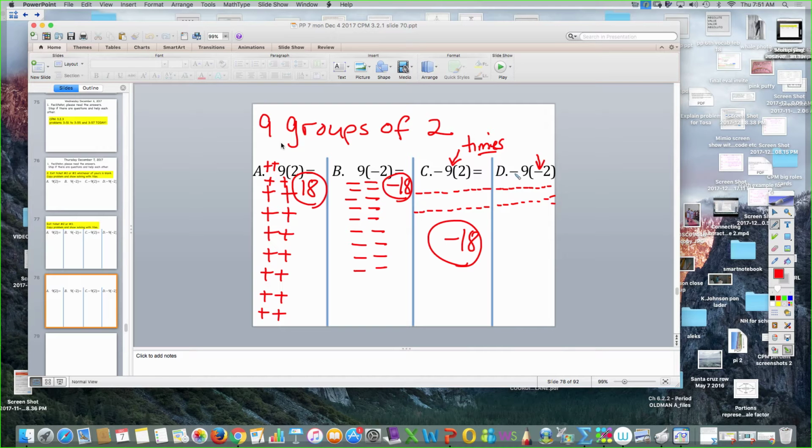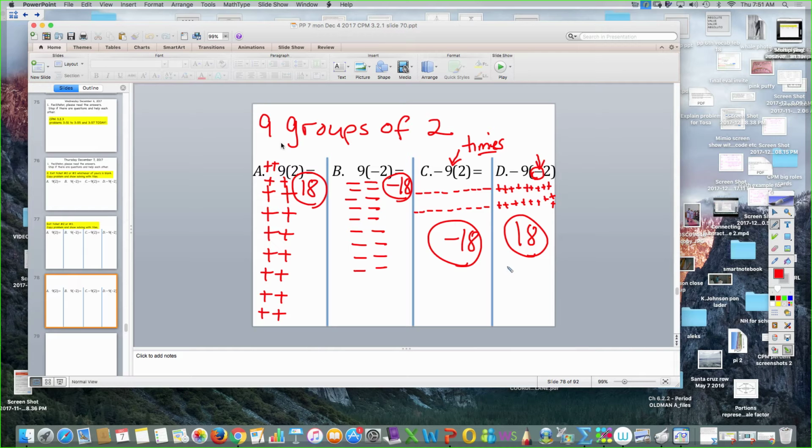Okay, so there's my 2 groups of negative 9, but the 2 itself was actually negative. So now I need to take the opposite, or switch the sign of all the negatives I have here. So now I'm going to make all these positive. I still have 18 tiles, but now instead of being negative, they're positive because it was negative 2, not positive 2. So my answer is positive 18.